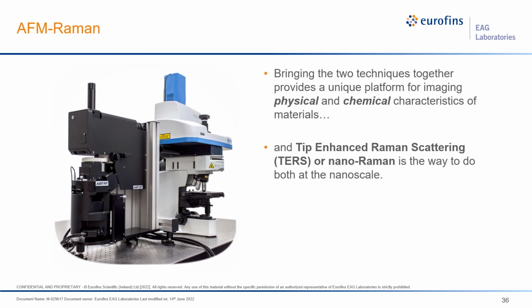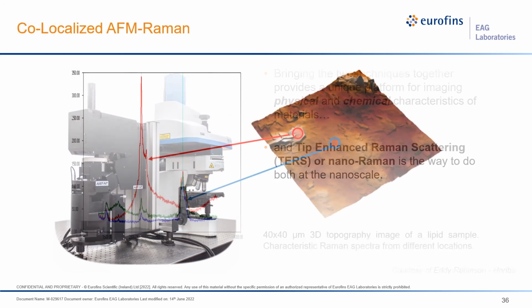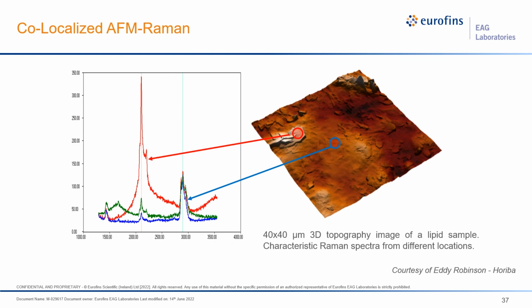Tip-enhanced Raman scattering takes AFM and Raman spectroscopy to new levels. This material is courtesy of Eddie Robinson of Horiba Instruments. Co-localized AFM and Raman spectroscopy at very high resolution is shown in this work on a lipid sample. The sensitivity is very high along with very high spatial resolution.